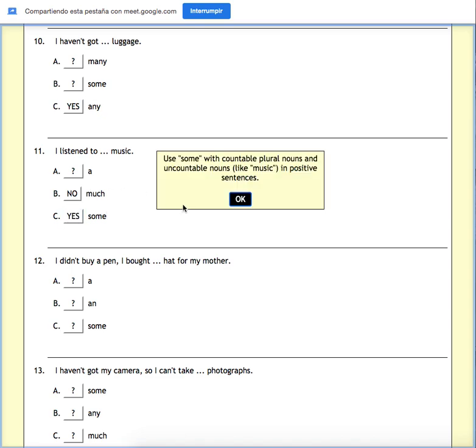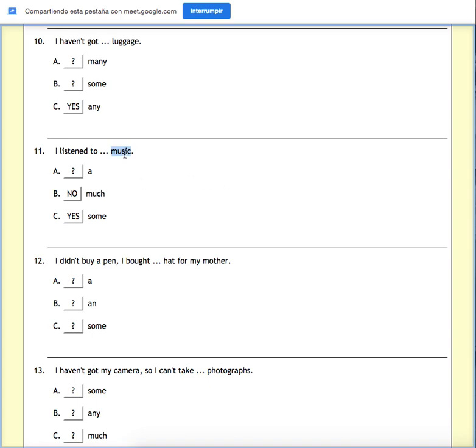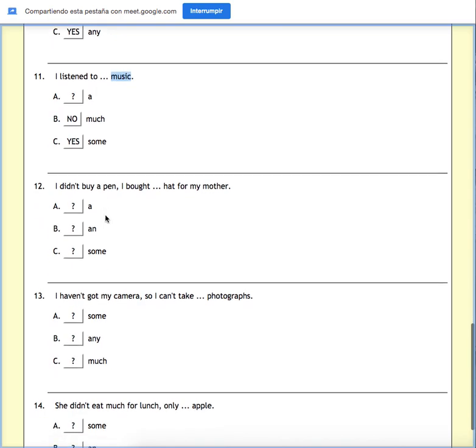Some. ¿Por qué no puedes usar much? Porque no estás diciendo yo escuché mucha música. No estás hablando de cantidades. Estás hablando de algo de música. O sea, cantidad, pero no como numérica y así. ¿Ok? And look at this. In this case, it's uncountable, but you can use some.